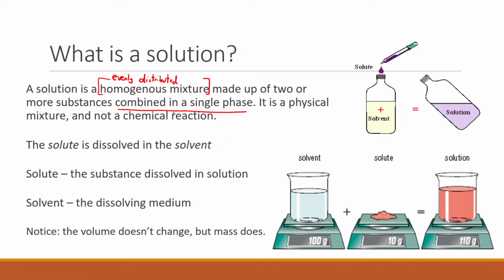And here, combined in a single phase. When I take something and mix it into a solution, when I take solute and put it into solvent, I get one phase out of this. Whether this is a solid going into a liquid, a liquid going into a liquid, or a gas going into a liquid, any of those things will give you one phase at the end. It will give you a liquid solution for these examples we have here.